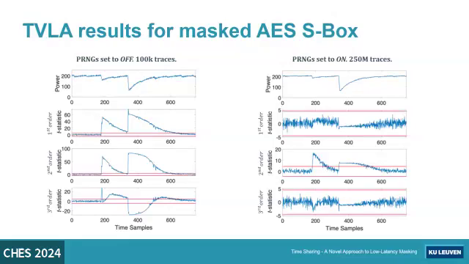We also put the S-box, because the S-box is too large to verify with SILVER, so we just put it on FPGA and again did testing with TVLA. Same representation as before, so left-hand side, RNG is off, is expected to leak, and it leaks. And on the right-hand side, RNG is switched on, is not expected to leak, and doesn't leak.